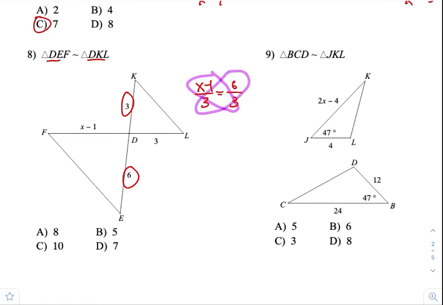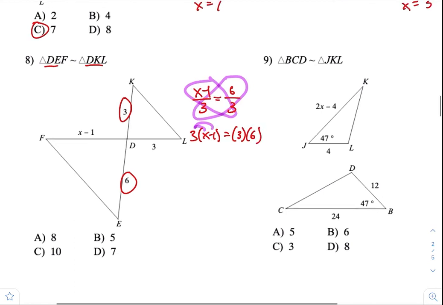Cross multiply. So 3 times x minus 1 is equal to 3 times 6. Distribute. 3x minus 3 equals 18. Add 3 to both sides. Divide both sides by 3. X is equal to 7.